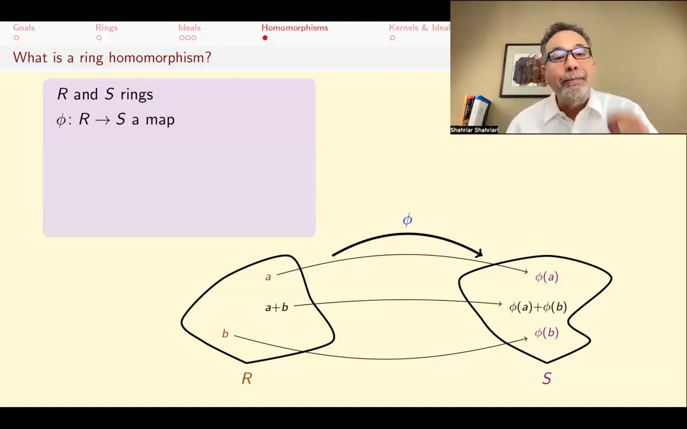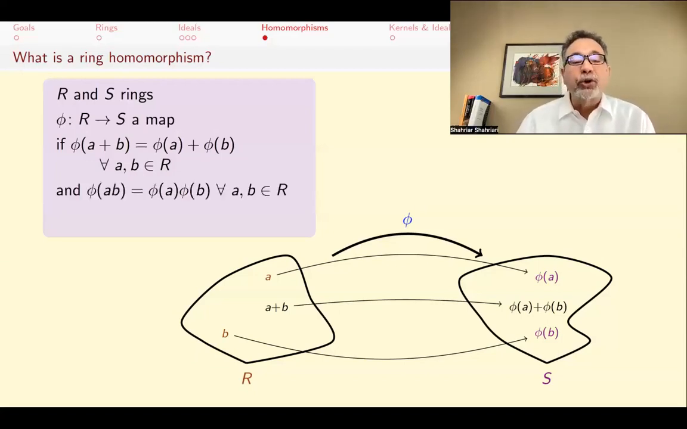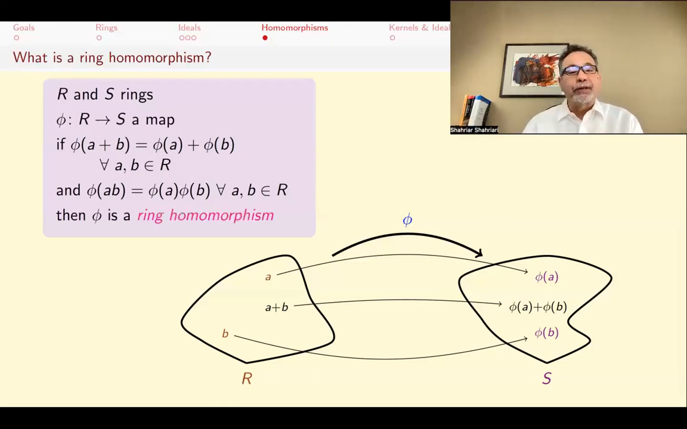It may or may not be, but if phi of A plus B is phi of A plus phi of B no matter what A and B are, and also, same thing, phi of AB is phi of A times phi of B for all A and B, then we like this map a lot, and we call it a ring homomorphism. Again, I have other videos on ring homomorphisms, but this is basically what it is. This is the definition of a ring homomorphism.